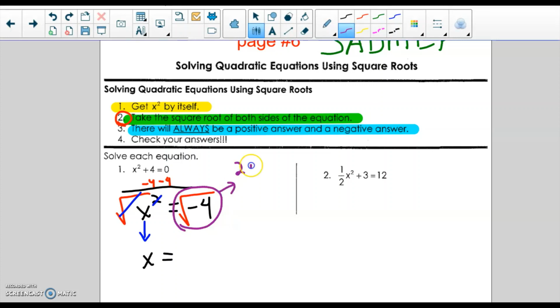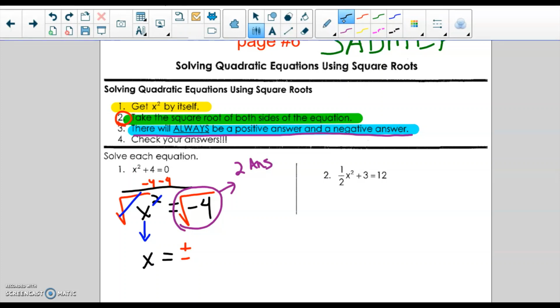You're going to get 2 answers. It says there will always be 2 answers. There'll be a positive answer and a negative answer. So when we take the square root, we are going to end up with a positive answer and a negative answer. All right, so we just finished taking a quiz, and we spent 2 days on taking the square root of negative 4. Since you have a negative underneath a radical, this answer is going to be imaginary.